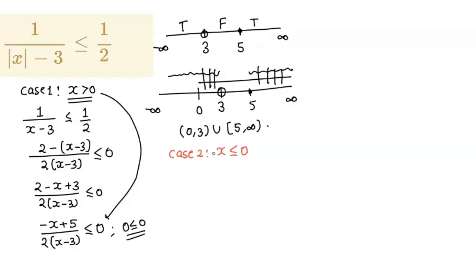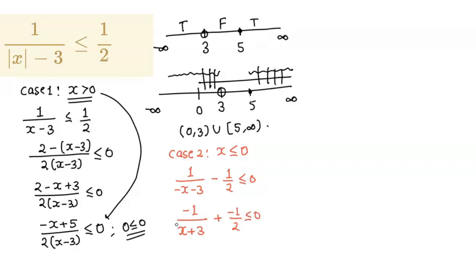Okay, when x is less than or equal to 0, then the mod will become negative. So it will become 1 upon minus x minus 3, and we will put 1 upon 2 on the LHS, so it will become minus 1 upon 2, less than or equal to 0. See, I am going to take common this negative sign and put it in the numerator. So minus 1 upon x plus 3, plus minus 1 upon 2 is less than or equal to 0.